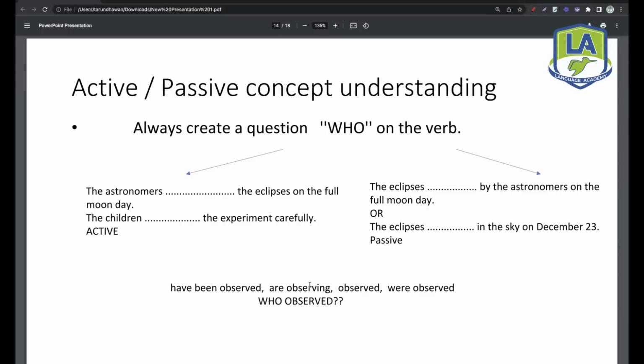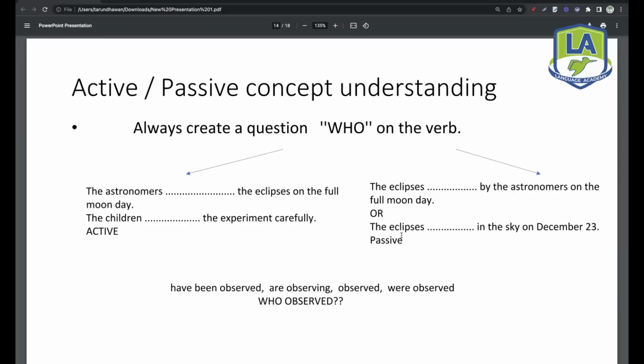Now, are observing or observed, this is present tense, this is past tense. So the answer is simply based on what tense your context is following. If your context is following present tense, then you can go with are observing. If your paragraph was in past tense, then observed will be your answer.